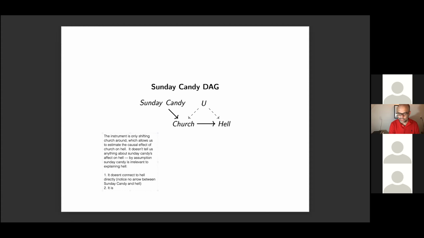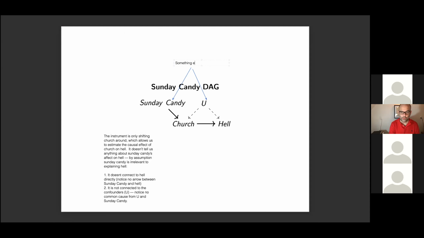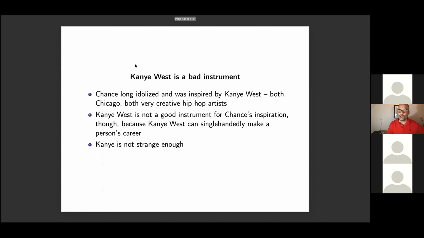Two, it is not connected to the confounders. You notice no common cause between hell and Sunday Candy. So there's nothing like this, for instance. Right? They're not connected. That's what makes it a good instrument. Versus this one.